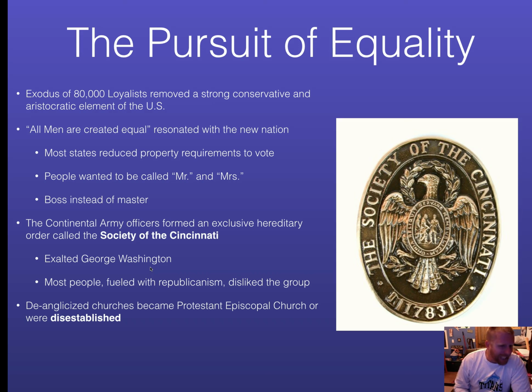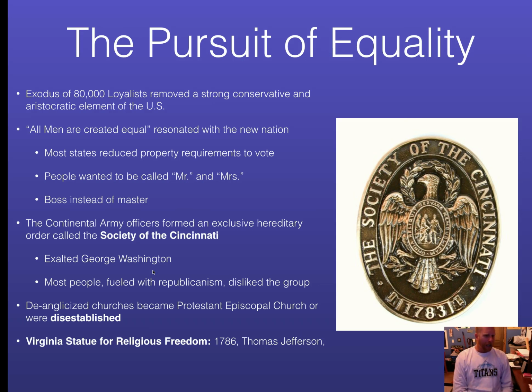The de-Anglicized churches became the Protestant Episcopal Church or were disestablished. Basically, they got rid of any of the Church of England things. They lost their ties to England. And then, the battle for religion was fiercest in 1786 when the Virginia Statute of Religious Freedom, which was written by Thomas Jefferson and his co-reformers, basically kind of paved the way for the separation of church and state.